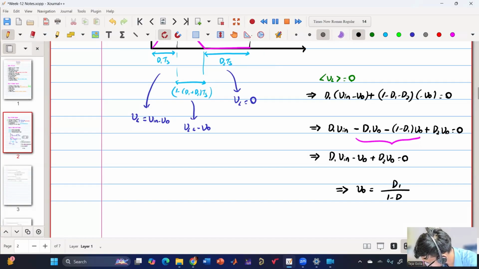V0 equals d1 by 1 minus d2 into Vin. Ideally, if we are in continuous conduction mode, d2 is 0, because there is no region during which VL is 0. So if d2 is 0, V0 is d1 into Vin. But in discontinuous conduction mode, V0 is d1 by 1 minus d2 into Vin. Now the question is how to find d2, because d1 is what we give, while d2 comes from the circuit. Till this point, is this clear? How we got V0?